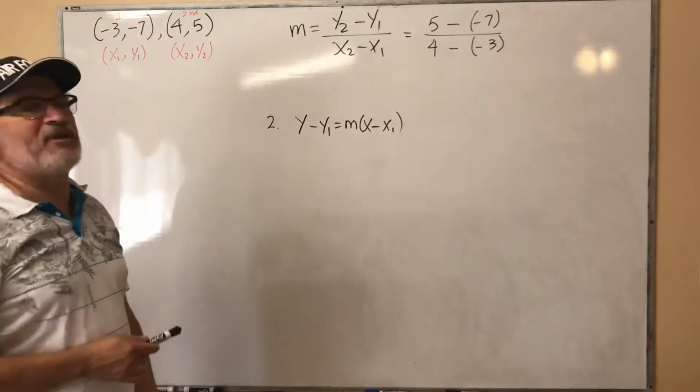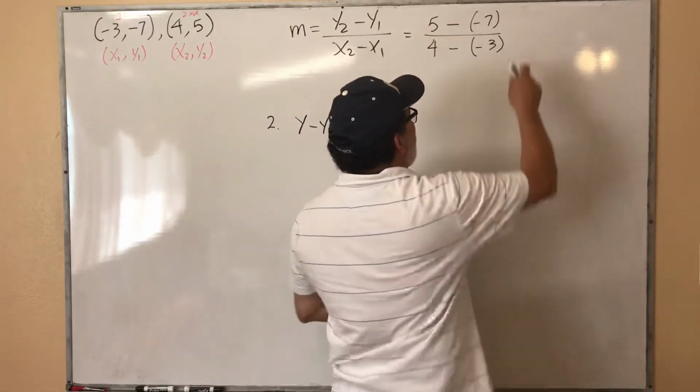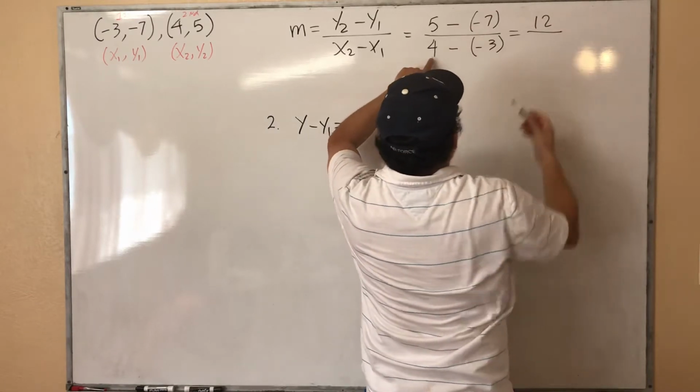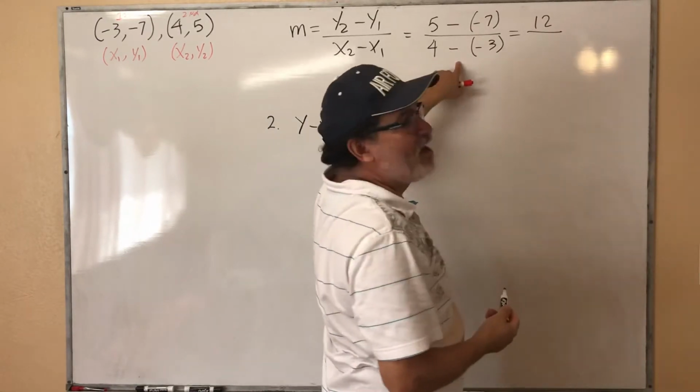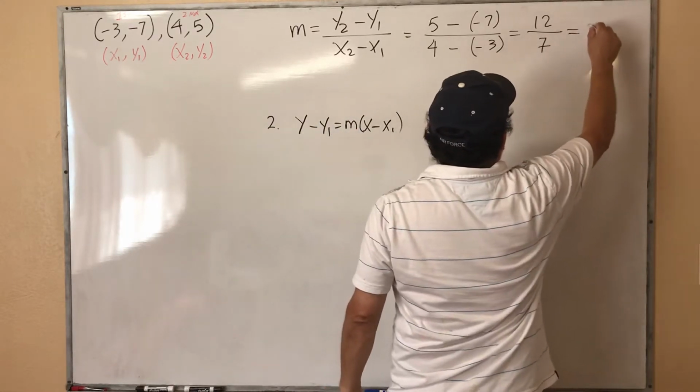And now just simplify. So this is 5 plus 7, which is 12. This is 12 divided by, and this is 4 plus 3, which is 7. And that is your slope.